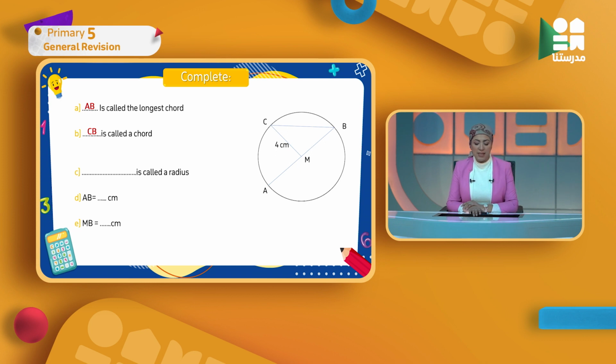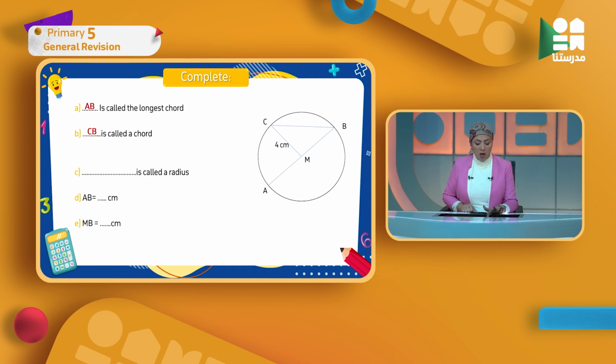Now, letter C. What is called a radius here in my circle? If you look carefully at the circle, you will see that we have several radii. I don't have only one radius. A radius is half the diameter, and it is a segment that joins the center of my circle to any other point on the circumference of my circle. So here I have MB, MA, and MC.